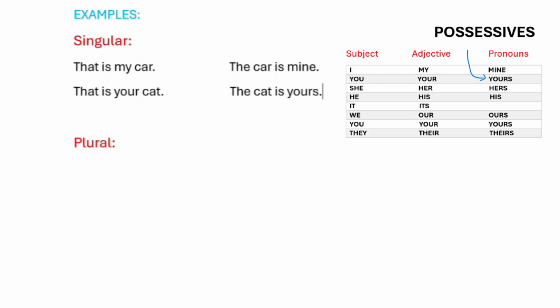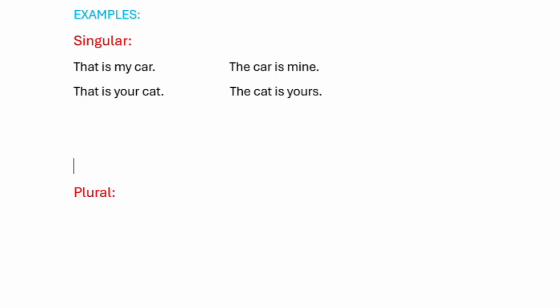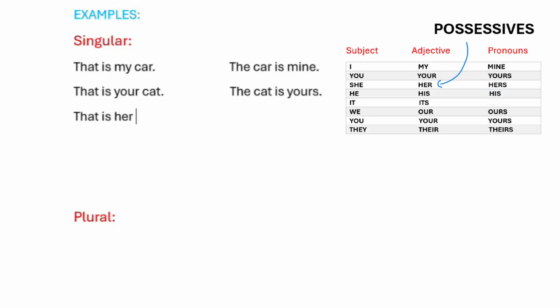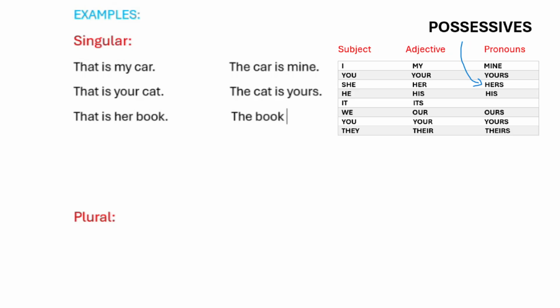Oh my gosh, it's very easy, guys. That is the way we can use the possessive in the first form and in the second form: the first one using the adjectives and the second one using the pronouns. What's next? Let me think. That is her book. Amazing. And the book is hers. Very nice.